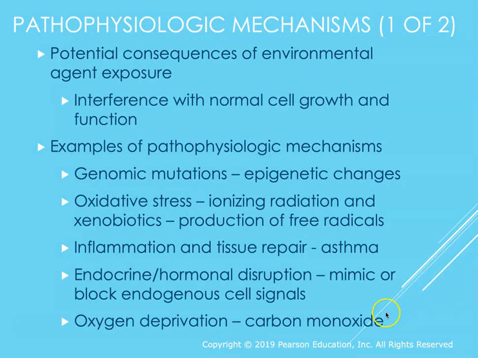They can also disrupt endocrine or hormonal function. Some examples are environmental agents that can mimic or block endogenous cell signals, meaning maybe blocking a receptor that a hormone would normally bind to. Also, oxygen deprivation is listed here. Carbon monoxide basically leads to oxygen deprivation. This is also something we'll talk about more specifically as we move on through the semester.